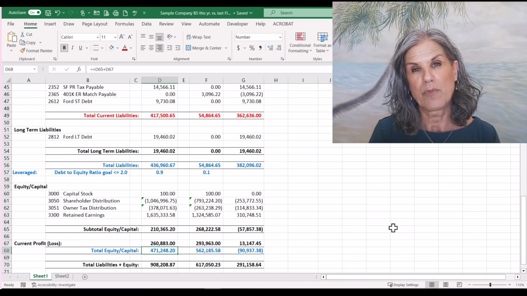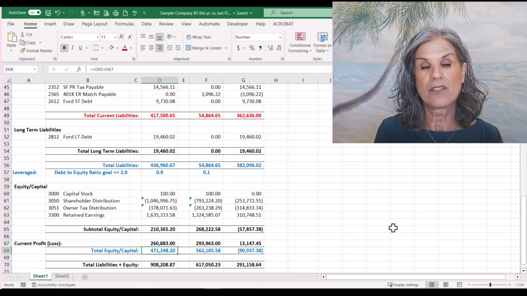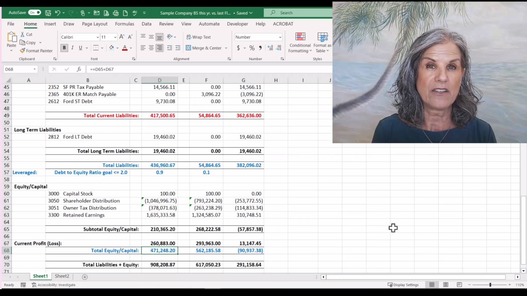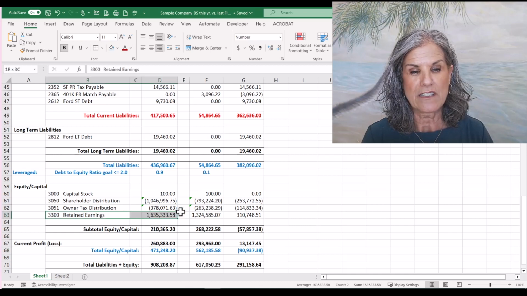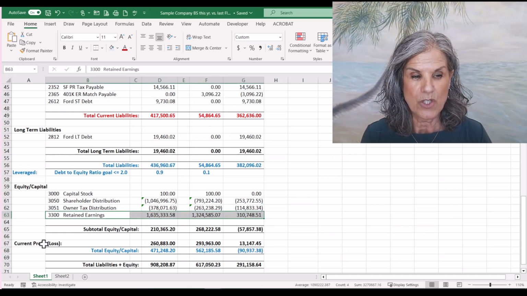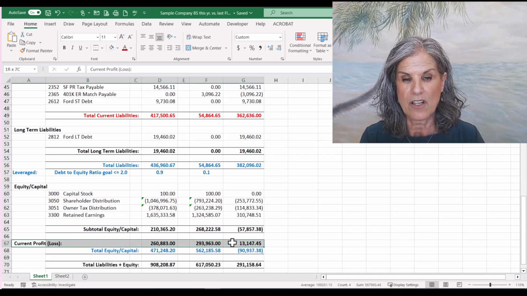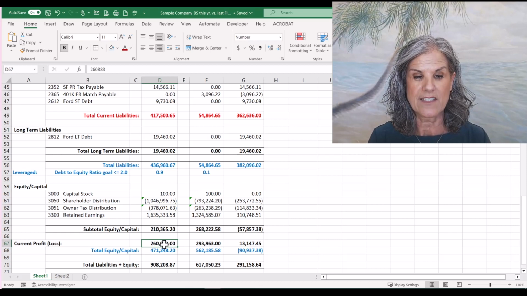And that number represents the net value of your business. So remember, I said your balance sheet is a reflection of your company's value or net worth since you opened your doors. So retained earnings is how much have I made in profits year over year. And then when you look at current profit and loss, that is for the current year, how much have I made this year? That adds to your equity.